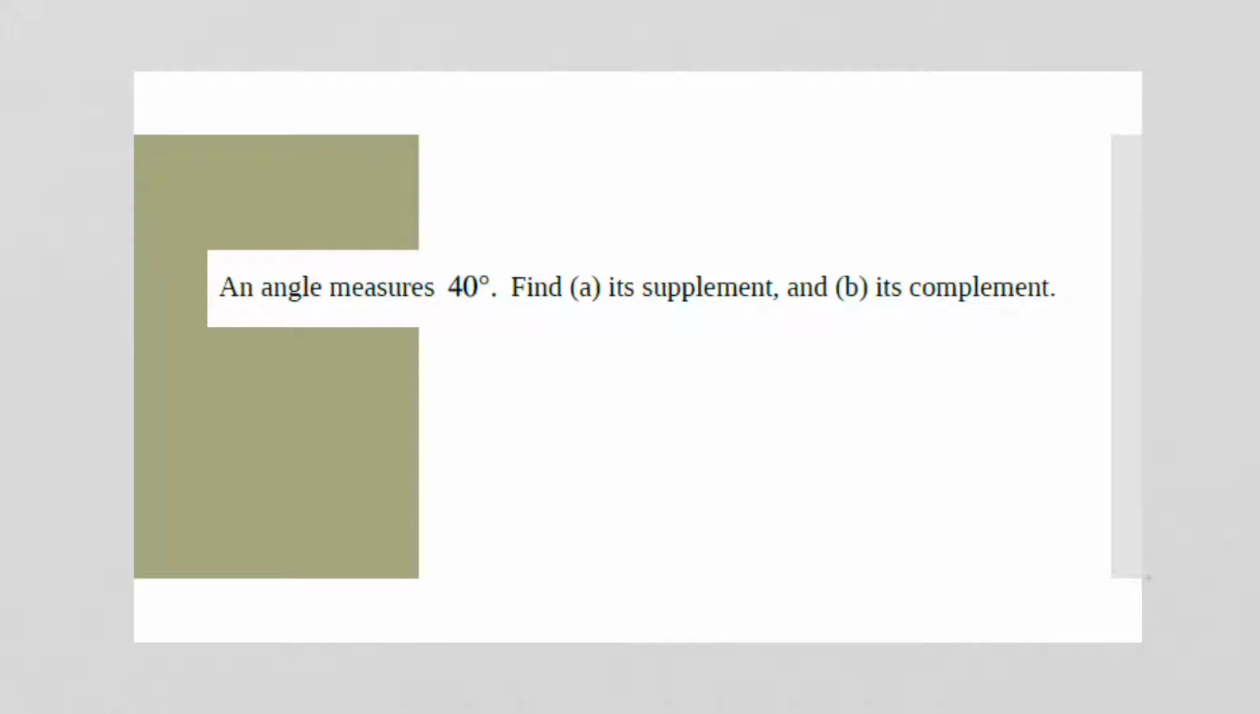On this problem it says an angle measures 40 degrees. Find its supplement and its complement. So on part A, we are going to find its supplement. I know that whatever that angle measure is, we're going to call it x for now, plus 40 equals 180. So subtracting 40, I get that my angle measure is 140 degrees. That's part A. That's its supplement.